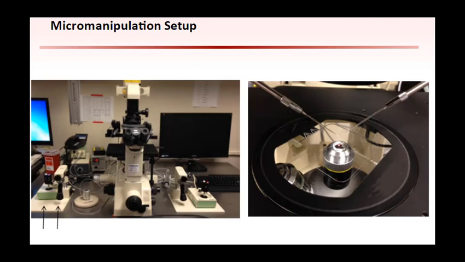One pipette is used to hold the oocyte or embryo in place, while the other enables manipulation to remove the cell. A heated stage is used to maintain proper temperature while the dish containing the embryos is out of the incubator.